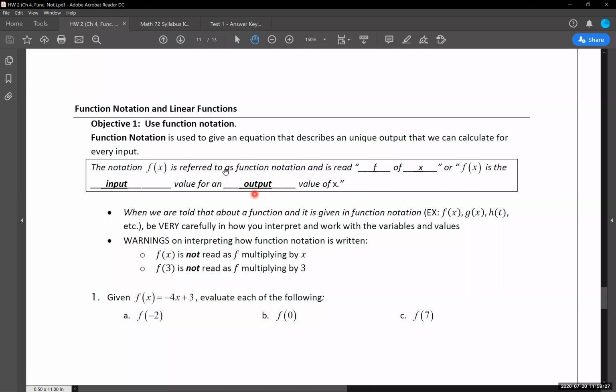But otherwise, this is everything for function notation, what it looks like, and how we could be utilizing it or working with it on the homework. And that's everything that we're using for today. So I'll end the recording here and take any questions that you have.